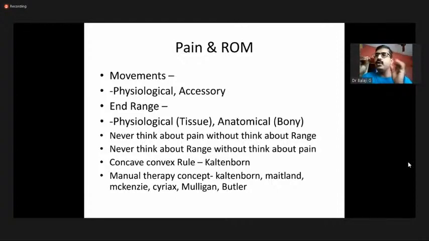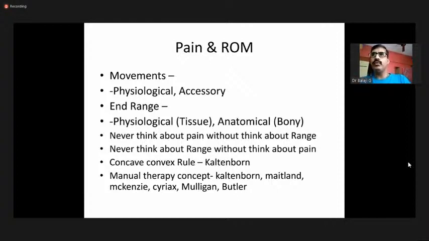If there is no pain and restriction within the boundary, not even on the boundary line, then absolutely there is a free functional range of motion. So what is the relation of pain and range of motion here? This has been stated by the manual therapy concept: never think about pain without thinking about range, and never think about range without thinking about pain.